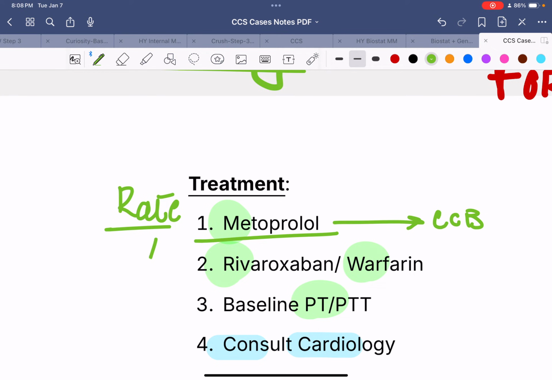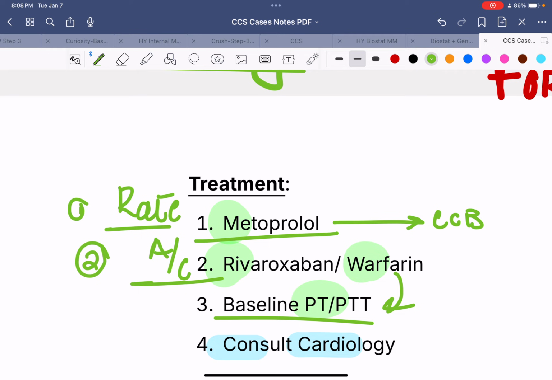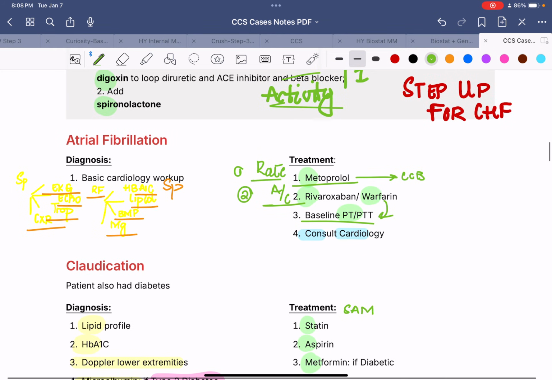Then of course, you know that with atrial fibrillation there are high chances that the patient can form a sort of clot in the heart, right? And the clot can dislodge and embolize to other places. Therefore you have to anticoagulate him. One goal is the rate control. Then the second goal is to anticoagulate with either rivaroxaban or warfarin. And of course, before administering rivaroxaban or warfarin, you need to do a baseline PT and PTT, and of course, it's a cardiology case. Therefore, you need to do a cardiology consult.